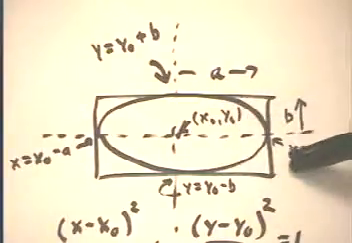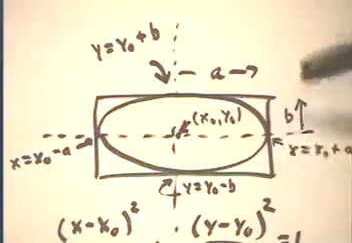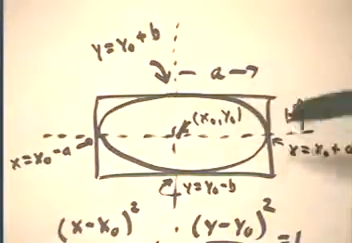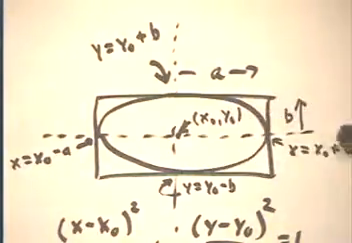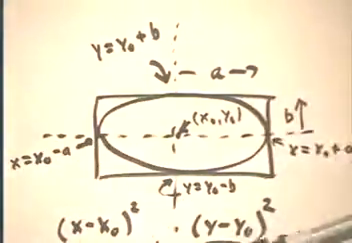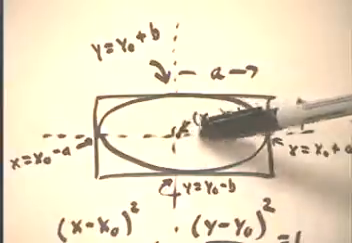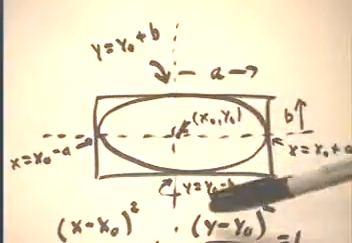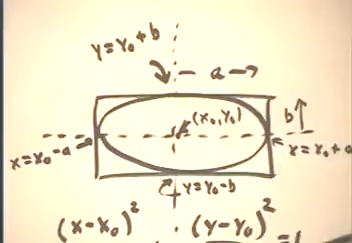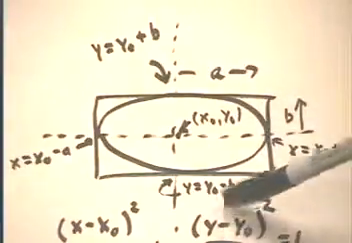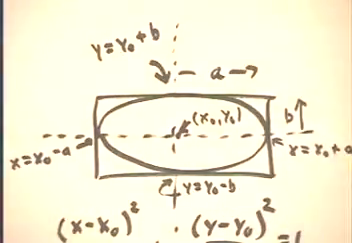Well, we're going to have x equals x naught plus a here. Coordinates of this point would be x naught plus a, y naught, since the y coordinate along this line is always y naught. And this point would be x naught minus a, y naught. If we come up from x naught, y naught up b units, we end up at y naught plus b or y naught minus b. And the coordinates, of course, would be x naught, y naught plus b, and x naught, y naught minus b.